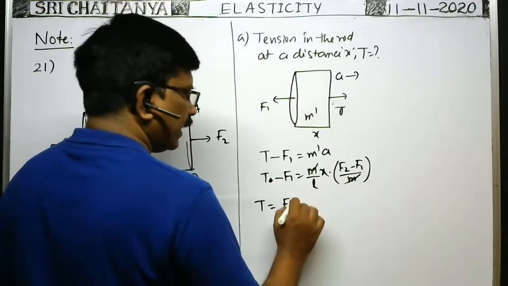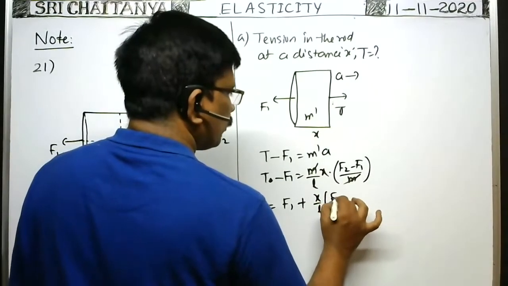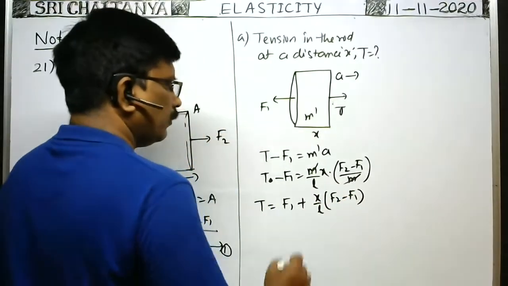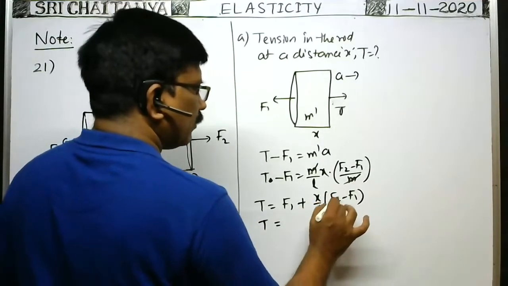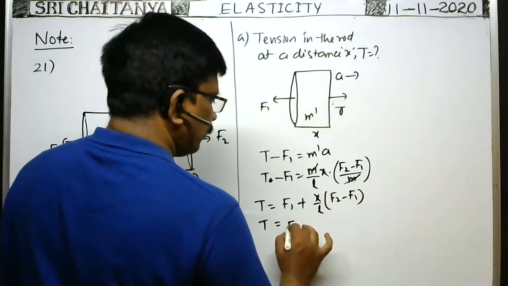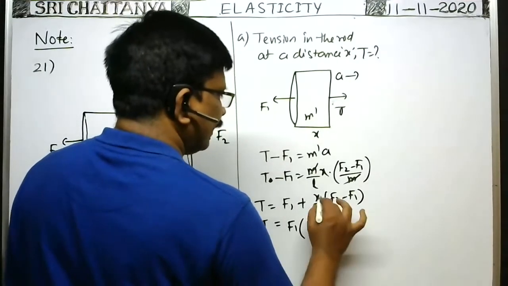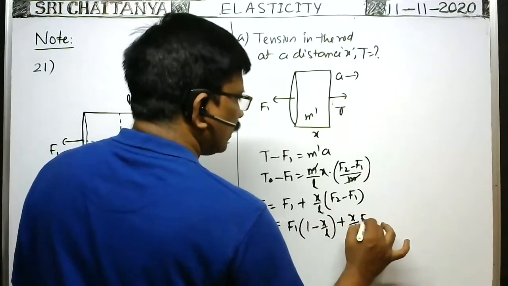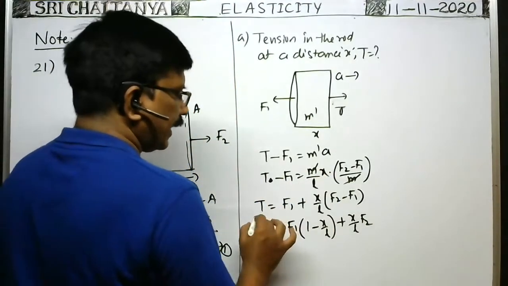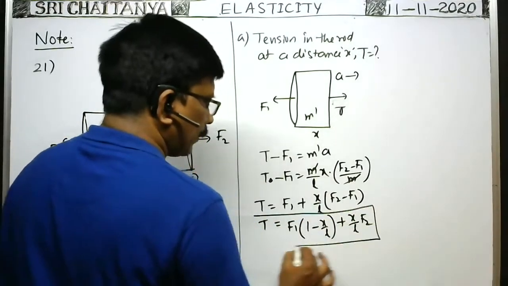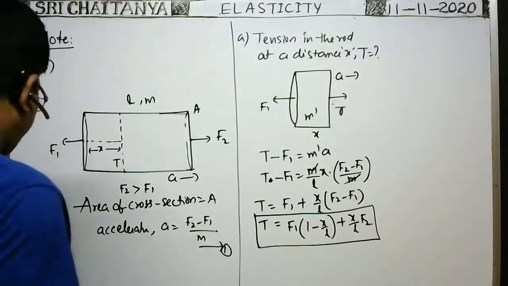Therefore, bringing minus F1 to the right, T is equal to F1 plus x by L into F2 minus F1. So T is equal to F1 plus xF2 by L minus xF1 by L. Taking F1 common, T is equal to (1 minus x by L) F1 plus (x by L) F2. Already in the case of a uniform rope pulled with different forces on both sides, we got this type of formula for the tension in the rope at a distance x.